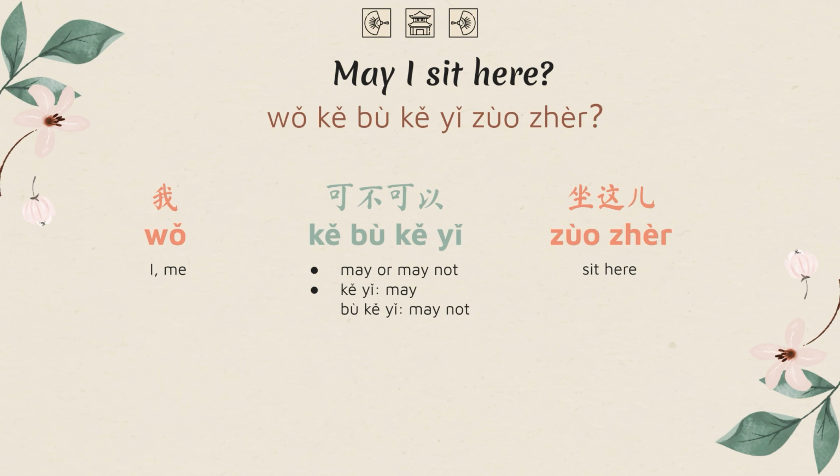So you could also put a 吗 at the end. 我可以坐这儿吗? So that would mean the exact same thing. 我可以坐这儿吗? 我可不可以坐这儿? And hopefully the answer to this question is an enthusiastic 可以, yes you may.